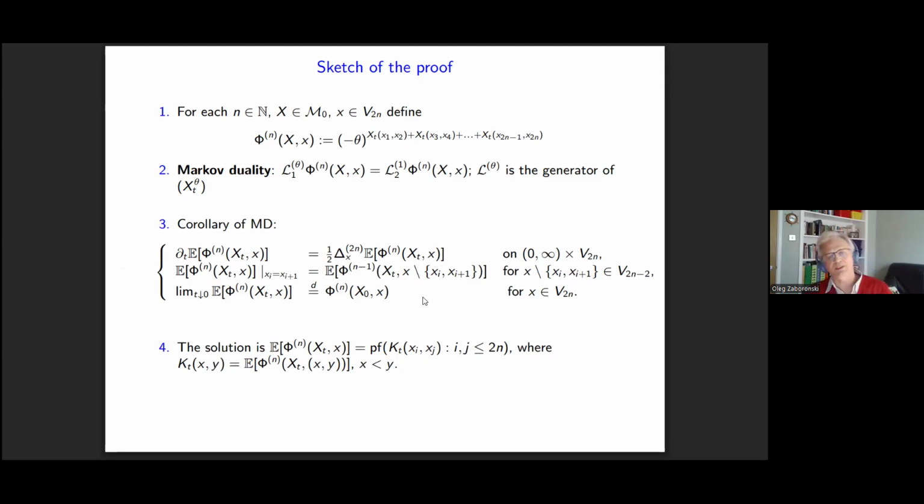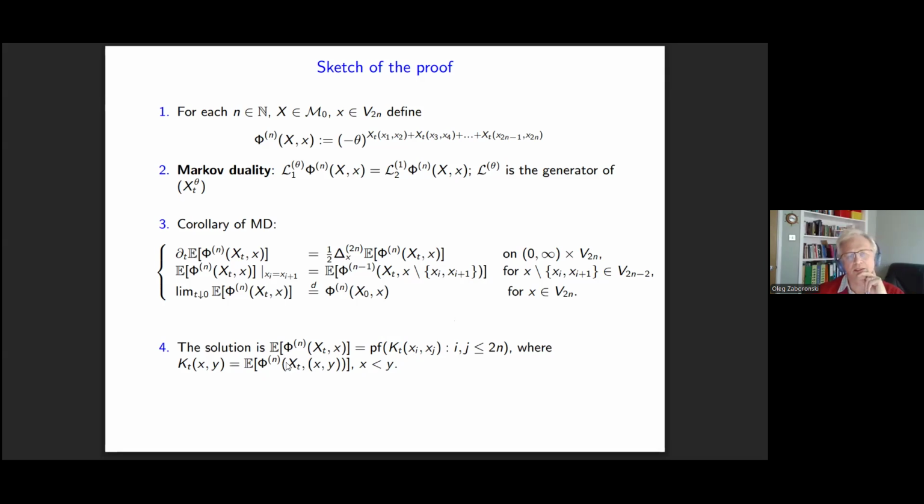It turns out that the unique bounded solution to this system is given by the Pfaffian of the matrix, which is built out of what I'm referring to as scalar kernels. And this formula is only true inside of the simplex. And here is another misprint: the kernel itself is the expectation of phi 2, not phi n.